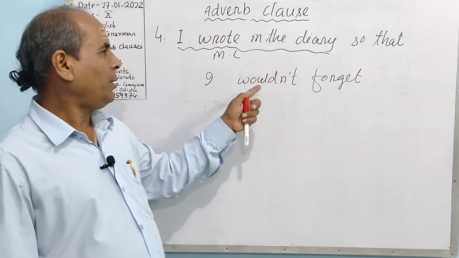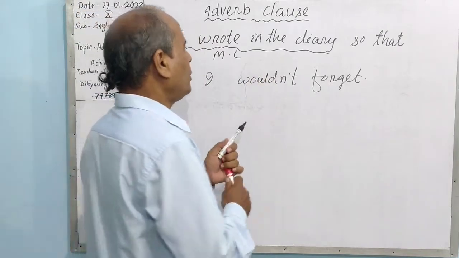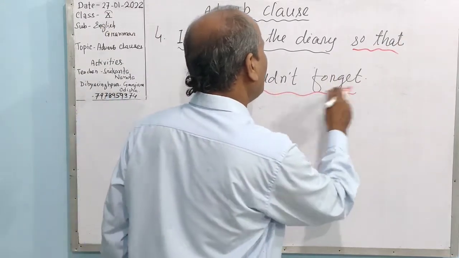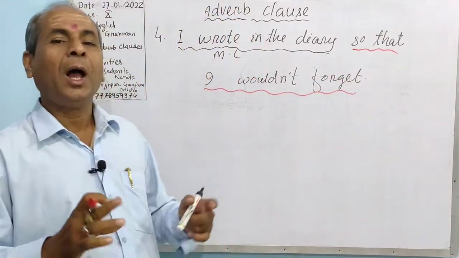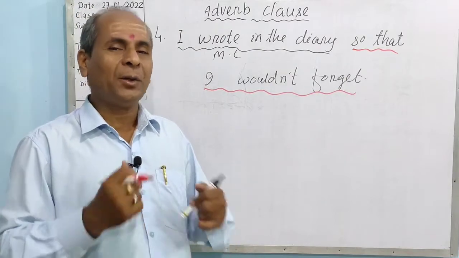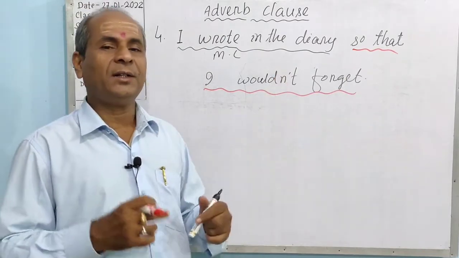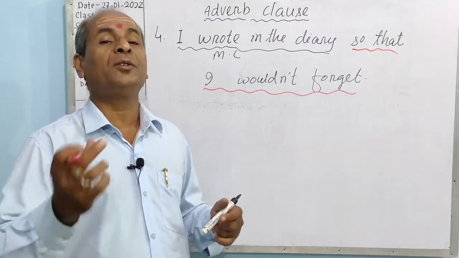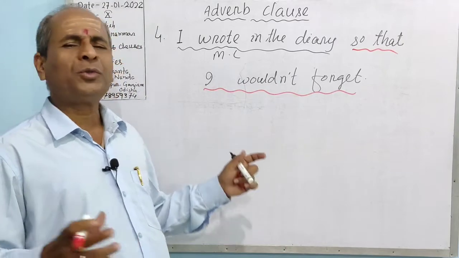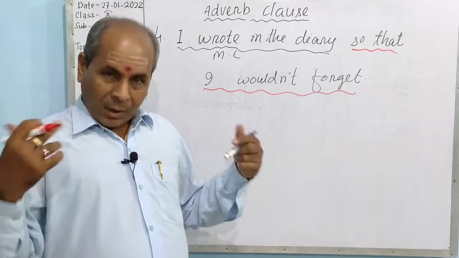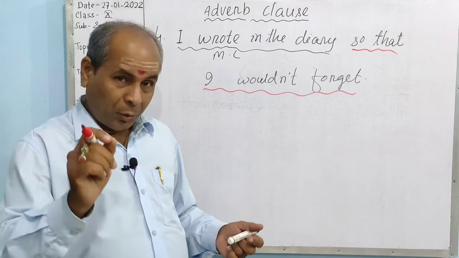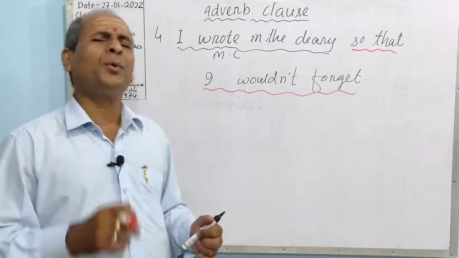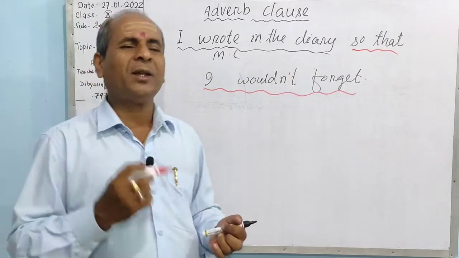So we can say this clause, so that I wouldn't forget, acts like an adverb. So we can say this clause is an adverb clause. We can say this is the adverb clause of purpose. For what purpose did I write? I can forget, so not to forget I wrote in the diary. So this is an adverb clause of purpose. Next we will take some other example.